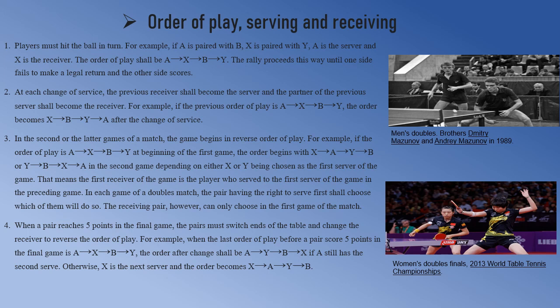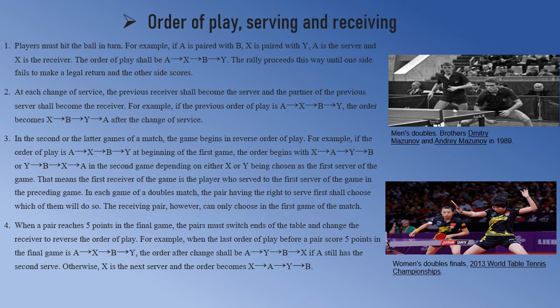That means the first receiver of the game is the player who served to the first server of the game in the preceding game. In each game of a doubles match, the pair having the right to serve first shall choose which of them will do so. The receiving pair, however, can only choose in the first game of the match.